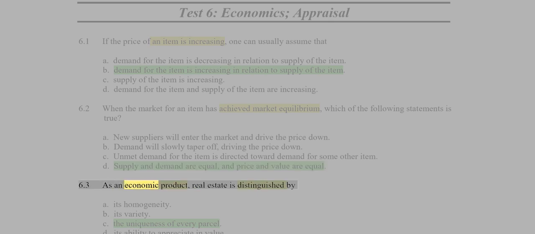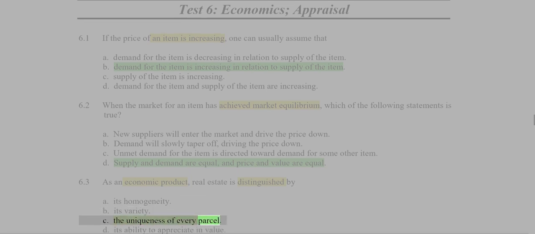6.3. As an economic product, real estate is distinguished by A. its homogeneity. B. Its variety. C. The uniqueness of every parcel. D. Its ability to appreciate in value.